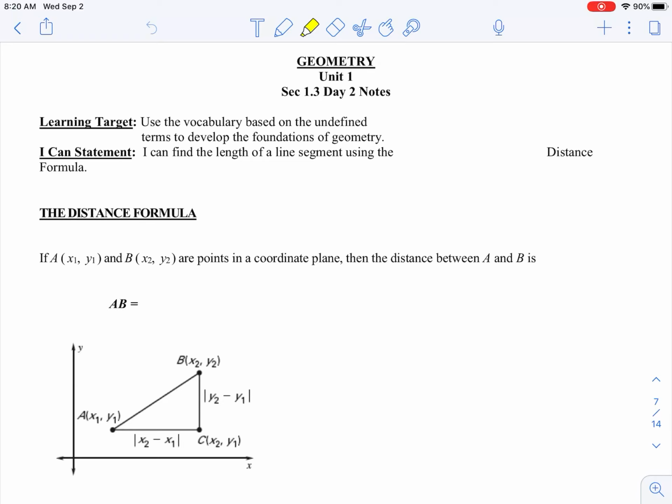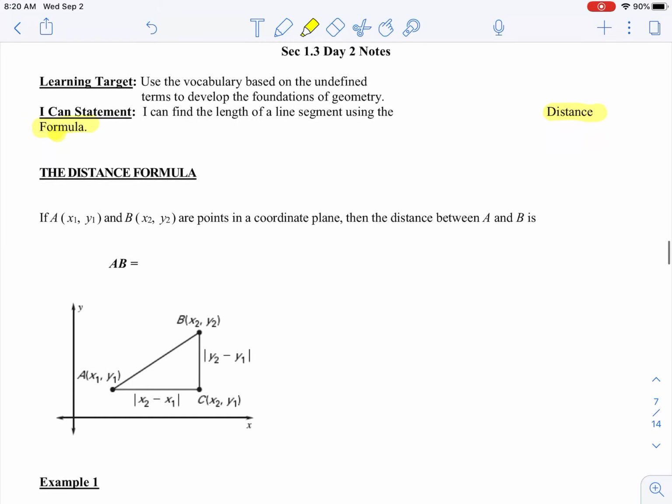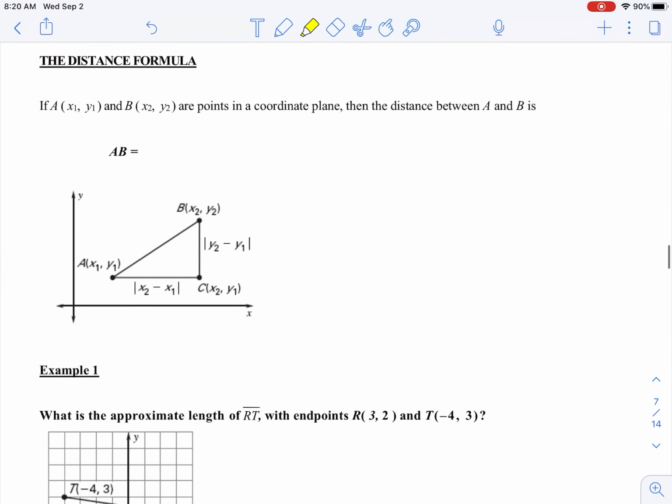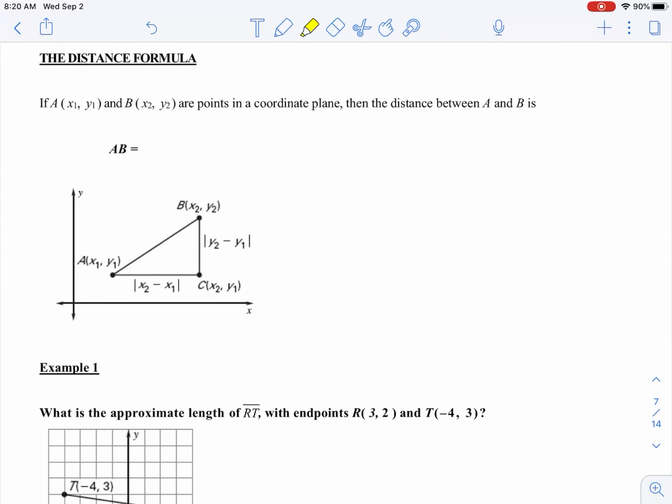So learning targets, I just want to make sure we go over them. We're still building off of our vocabulary of the undefined terms: point, line, plane. We're still developing those, and we've made other connections, and we've gone through the segment addition postulate and midpoint formula. Today is going to be all about the distance formula. I'm not sure why it's formatted that way, but that's okay. So we're really just going to get right into it here.